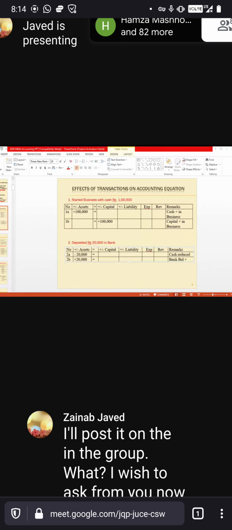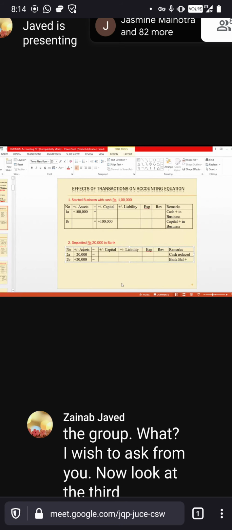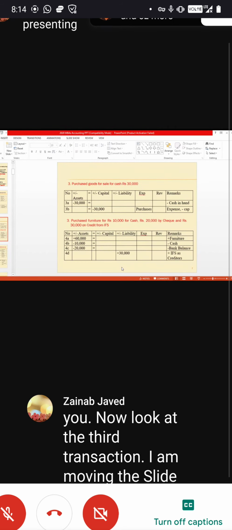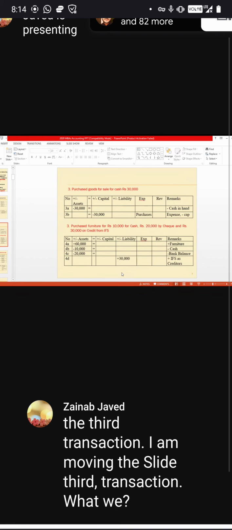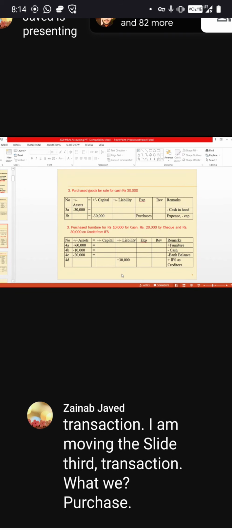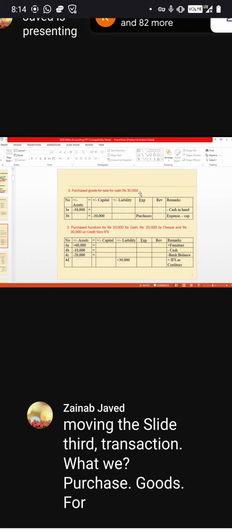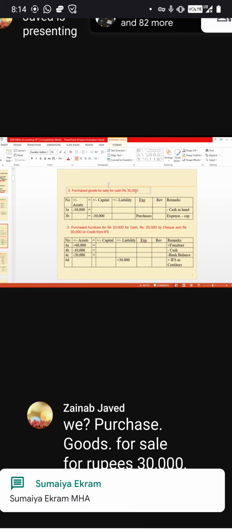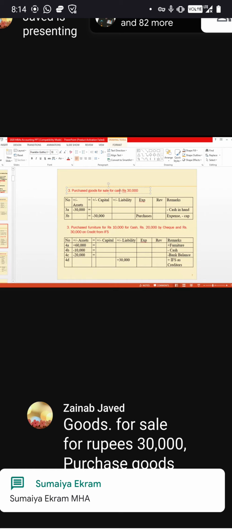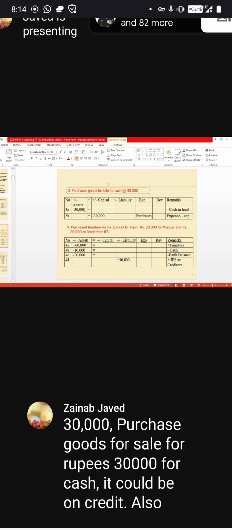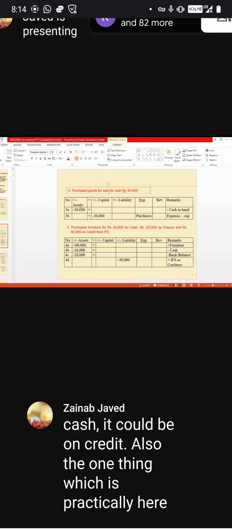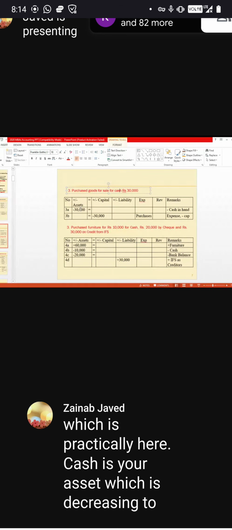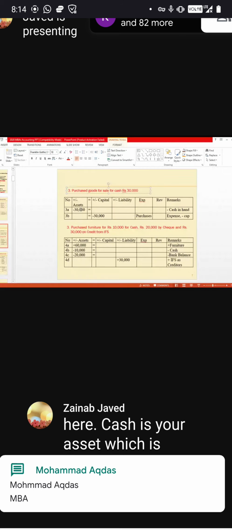Now look at the third transaction. I am moving the slide. Third transaction. What have we written? Purchase goods for sale for rupees 30,000 for cash. It could be on credit also. One thing which is pretty clear: cash is your asset, which is decreasing. So one effect is that asset is decreasing by rupees 30,000.